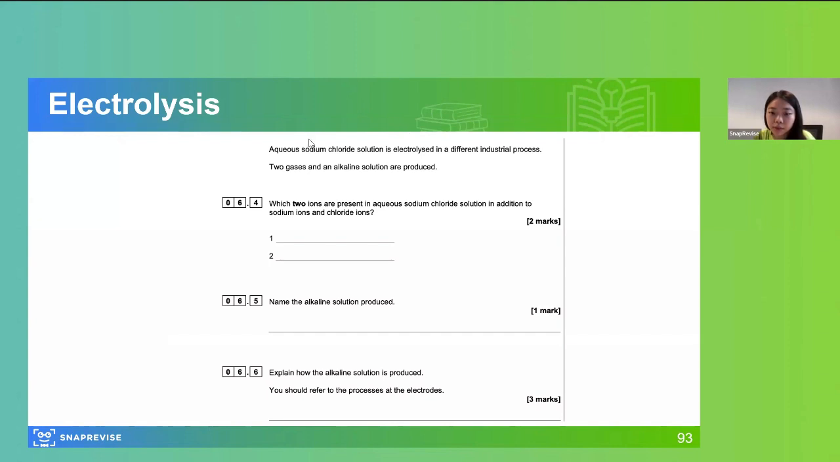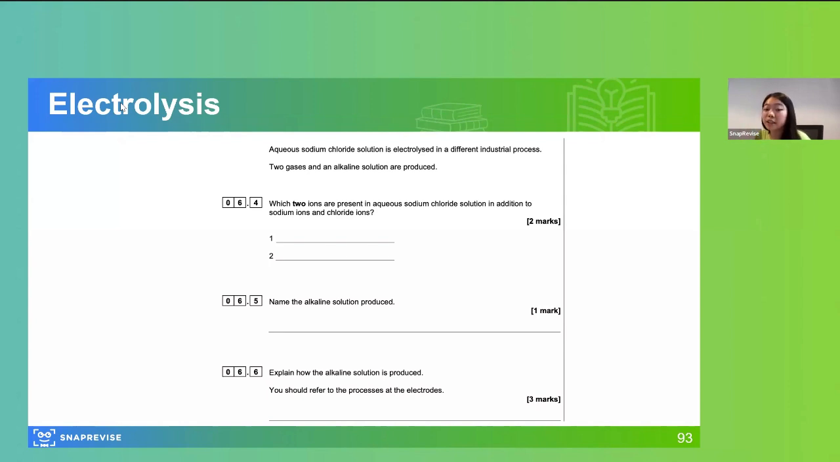When it comes to this question, someone asked a question, I'll answer that later. But the two ions present in the aqueous solution in addition, so it's asking you what ions are in the solution except for sodium and chloride. It tells you in the question it's an aqueous sodium chloride solution. So you know there's going to be sodium and chloride ions, and there's going to be other ions in there. Because there's water, it's going to be OH minus and H plus. So the OH minus and H plus are going to be the other ions present.